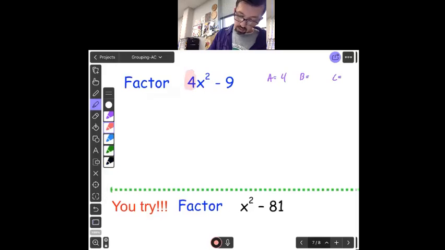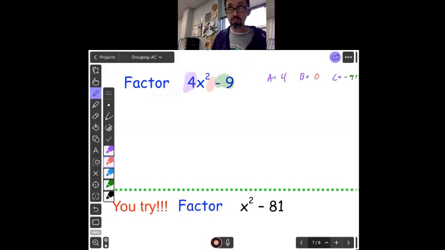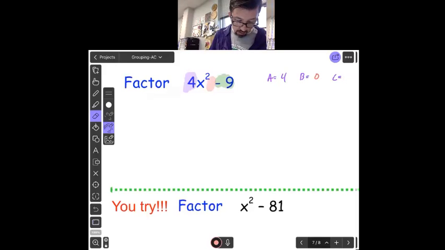So here, we see that A is 4, okay? C is negative 9, because C is a constant. And then where's B? B is supposed to be next to the x. Well, there is no x in this problem. So B is 0. Okay? So there's no middle term here, which is fine. I don't need a B in order to do this, right?